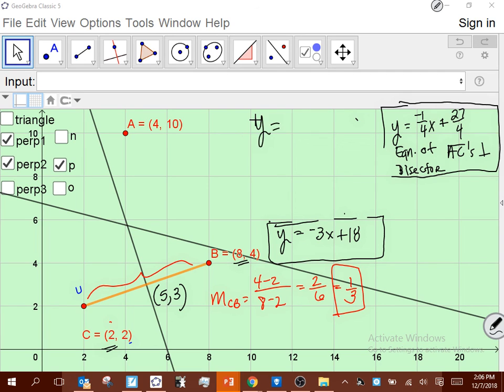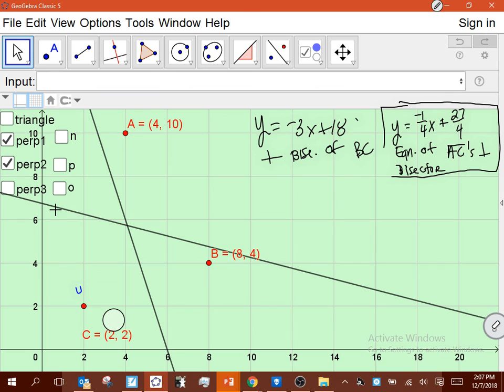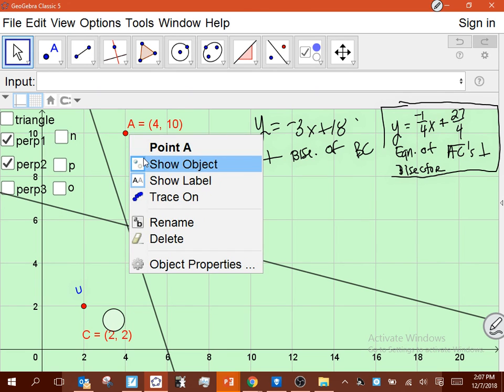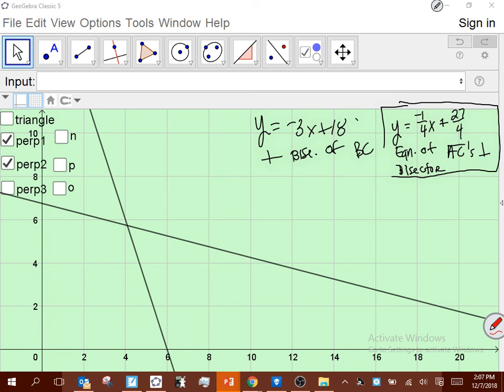We've got y equals -3x plus 18 as the perpendicular bisector of BC. So that's the equation of that. If I just eliminate all this picture stuff, get rid of that segment there, maybe even hide that, hide that, hide that. We have these two lines, right? This line right there is -3x plus 18, and this line right here is negative 1/4 x plus 27/4.